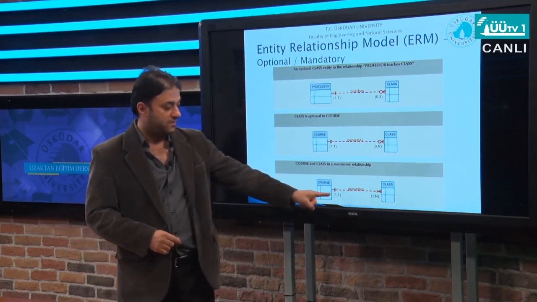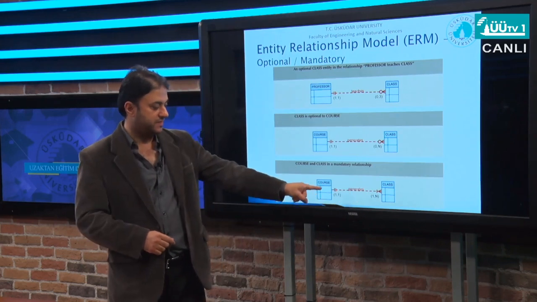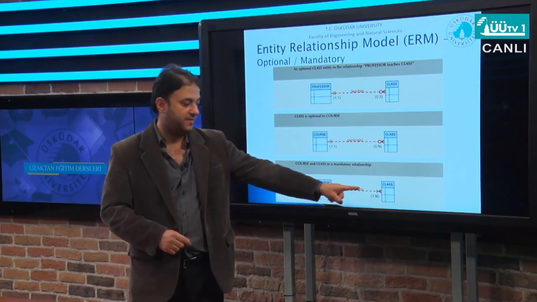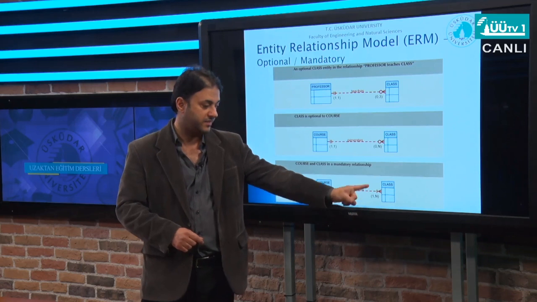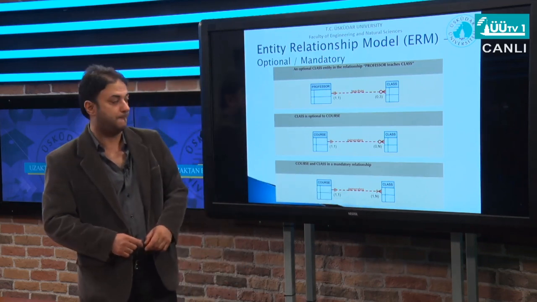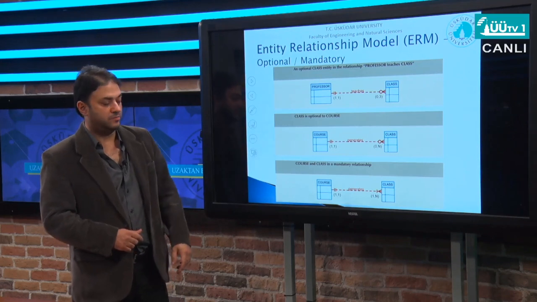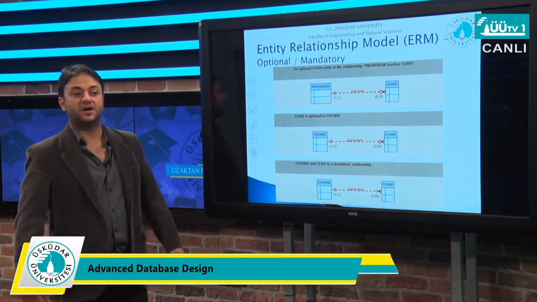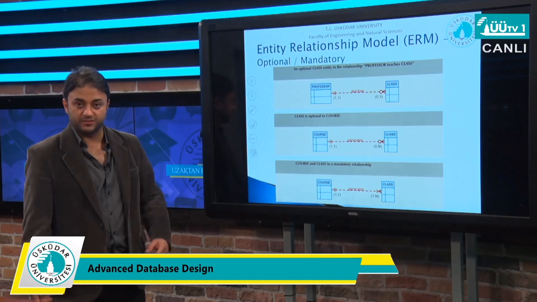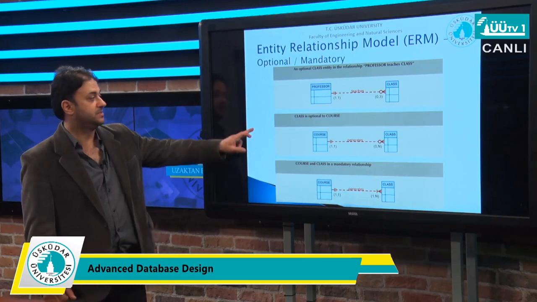Okay? Now, the last example here says that this side is mandatory, and that side is also mandatory. At least we need one. At least we need one. Right? So the optional means what? It means we can start the relationship from an entity to another entity from 0.